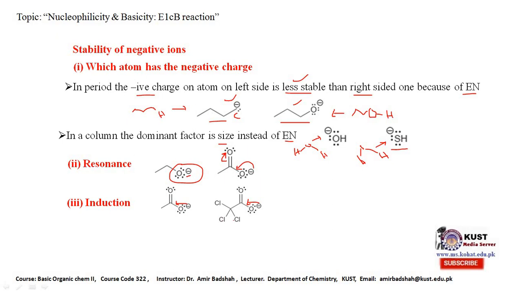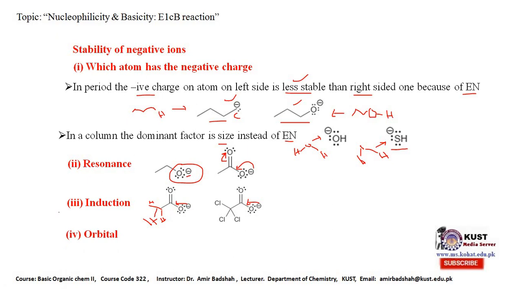Then induction can decide. Here there are three hydrogen atoms attached to this carbon atom, but in the other case these three hydrogens have been replaced by chlorine, and chlorine is more electronegative. Being more electronegative, it will drag this negative charge toward itself and increase its stability. So here induction makes it more stable. Here there is no induction, so it is less stable.